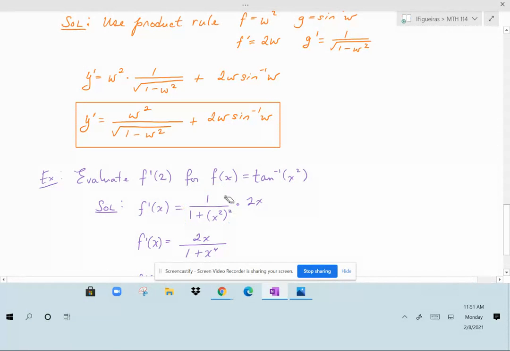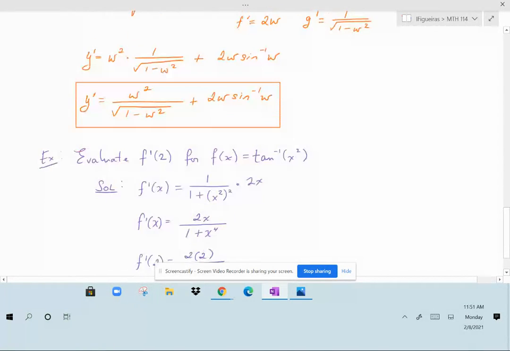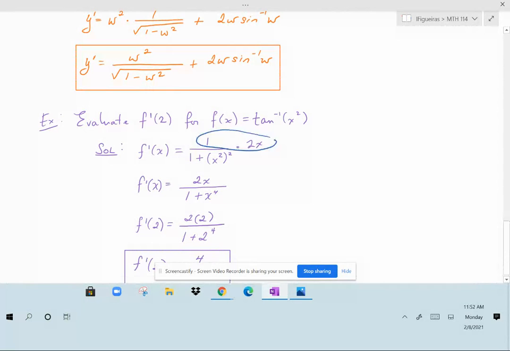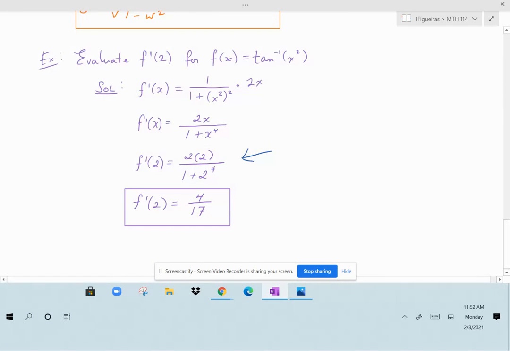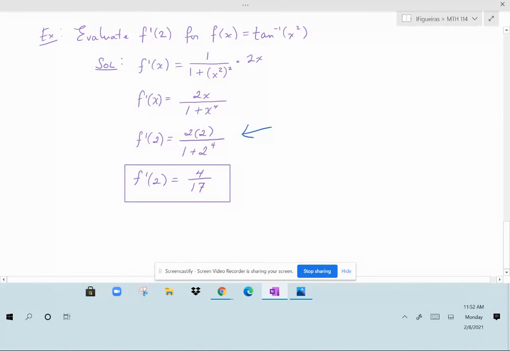So when I square the x squared and multiply these two, you end up with 2x over 1 plus x to the 4th. And now I'm ready to substitute in 2 for x, and I get 2 times 2 over 1 plus 2 to the fourth. That gives me an answer of f prime of 2 is equal to 4 over 17.